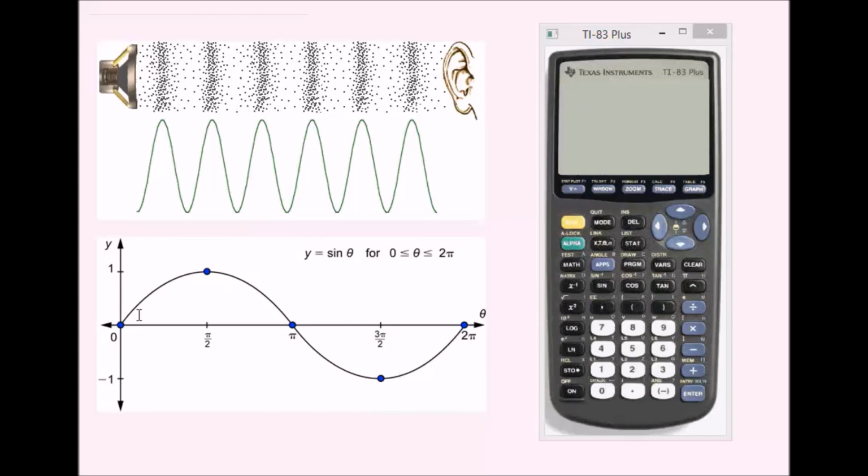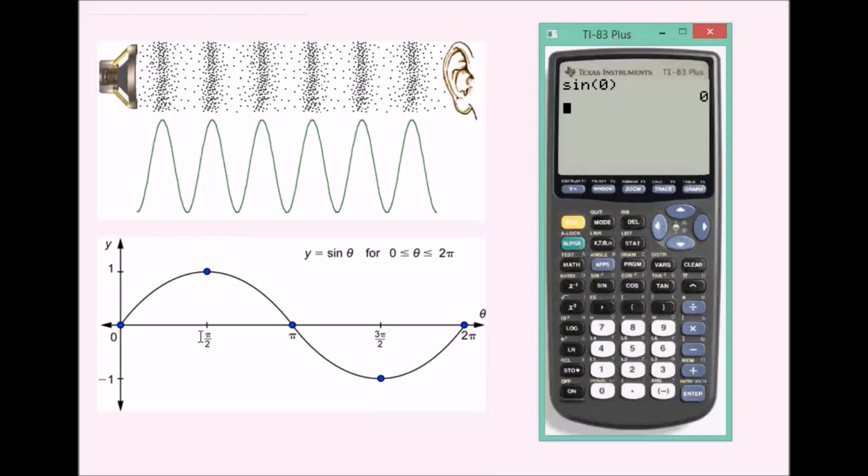And y equals sine theta looks just like this. It starts at 0, because if you put in a 0 for theta or x, we could also call this graph y equals sine x. So we do sine 0, we're going to have 0. So at 0, y is also 0.